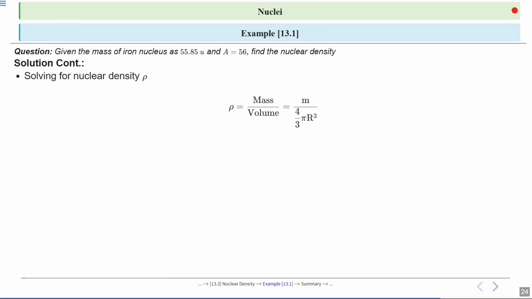Let's write down the formula for the nuclear density. Density, for which we use the Greek letter rho, is mass divided by volume. For a nucleus, the volume is that of a sphere, so it's 4/3 times pi times the radius cubed. Here m is the mass of the nucleus in kilograms and r is its radius.